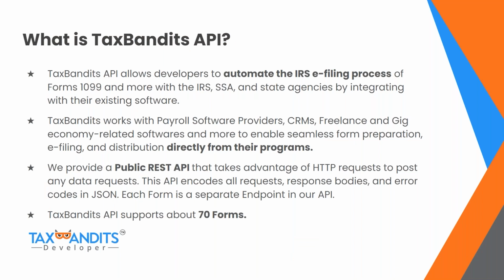Before we dive into TaxBandits API, let's review what an API is. An API, also known as an application programming interface, is a set of rules, protocols, and tools that allow different software applications to communicate and interact with each other. You can think of it like a messenger that lets different software programs talk to each other, and it's the set of rules and tools for how they can exchange information and work together. It's almost like a bridge that helps different apps understand each other's language so that they can collaborate smoothly.